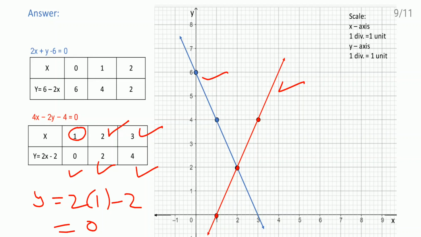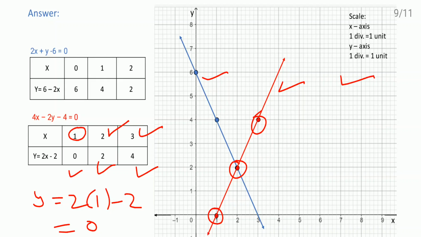See, 1, 0. We got this point 1, 0. This one, this point we got 2, 2. This is the point and 3, 4. This is the point. And through these 3 points we have drawn the line. Correct? Now one more thing, see here, we have written the scale also.